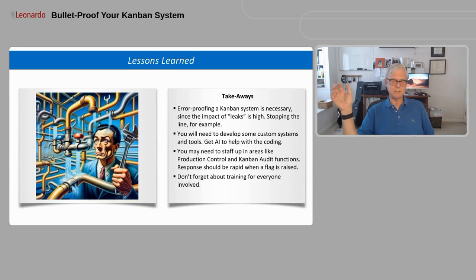So chances are good that to really get to this level of error-proofing or bulletproofing, you may need to develop custom systems and tools, like we just talked about. ChatGPT can write code for you. I don't know if that's an option, but that's up to you, right? That's not what we do. You may also need to staff up in certain areas. Like I kept talking about team leaders doing this, supervisors doing that, production control checking this, et cetera. Well, those are humans, right, doing that.